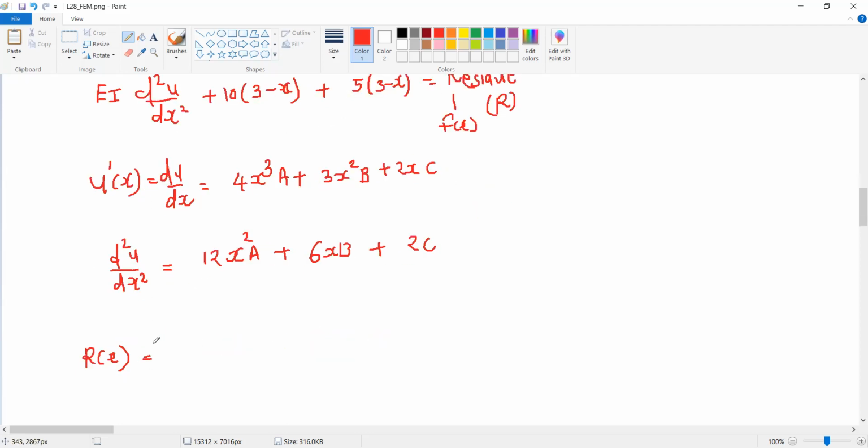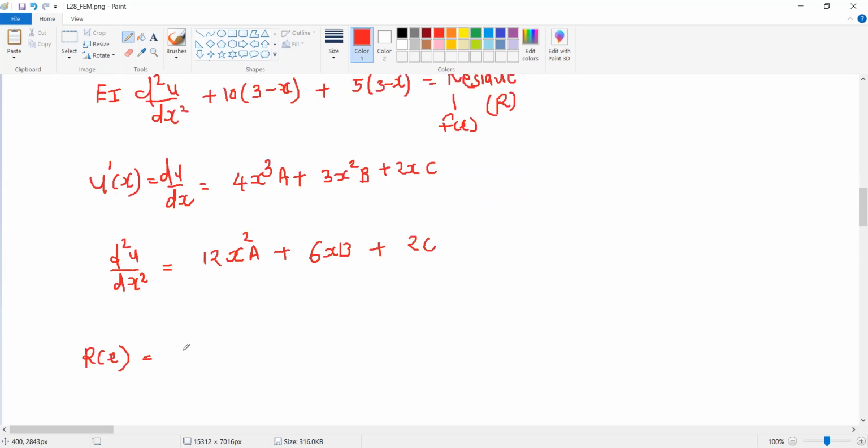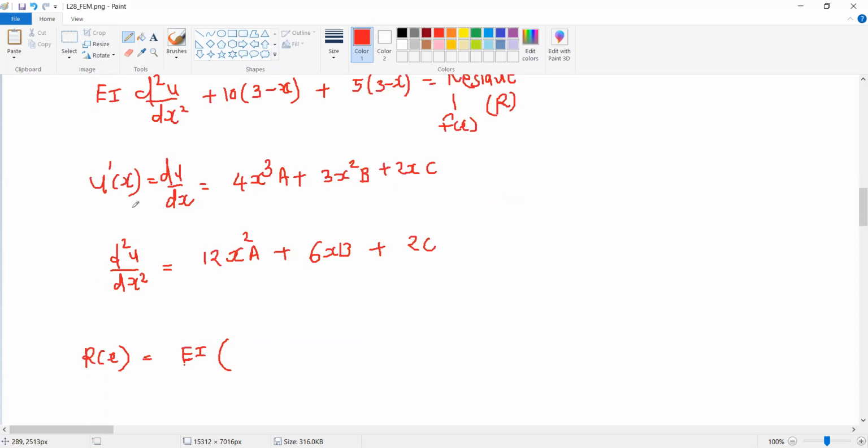Let us now substitute this in the governing differential equation here. So I will get the value, I will get the residue. So what is residue? Residue is ei multiplied by d square u by dx square. So that is nothing but 12a x square plus 6xb plus 2c. This is the residue.